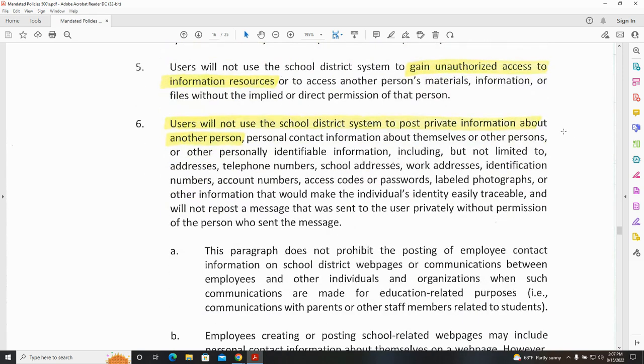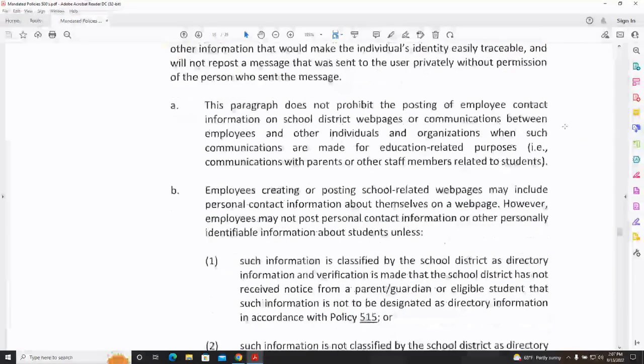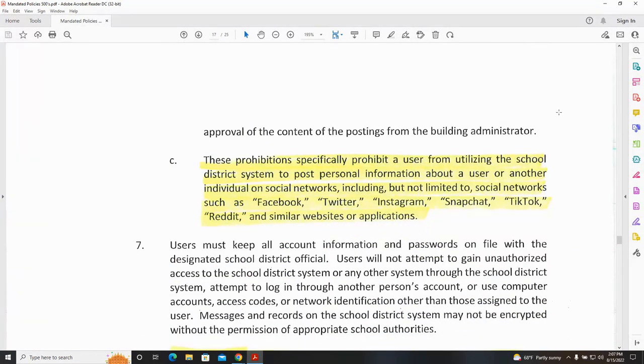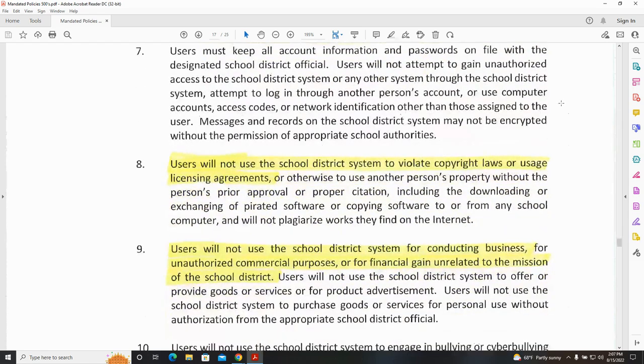Again, a lot of concern about using devices, using the internet, using the Wi-Fi from one person slandering another person, which would also constitute cyberbullying. So as we move through the policy, these prohibitions specifically prohibit a user from utilizing the school district system to post personal information about a user or another individual on social networks as well, including Facebook, Twitter, TikTok, but not just limited to those.